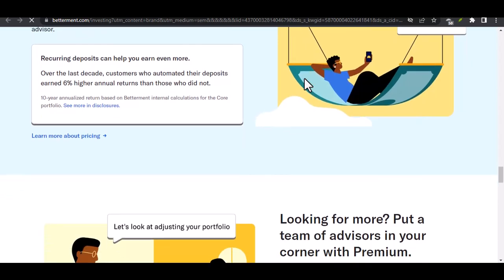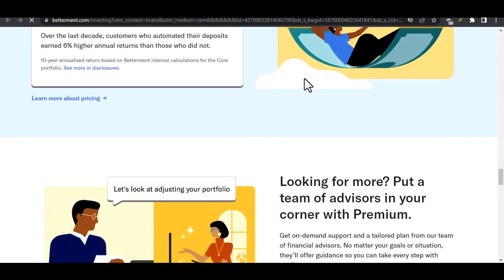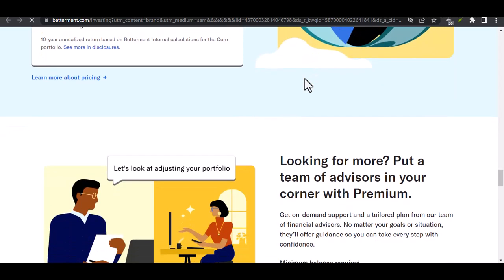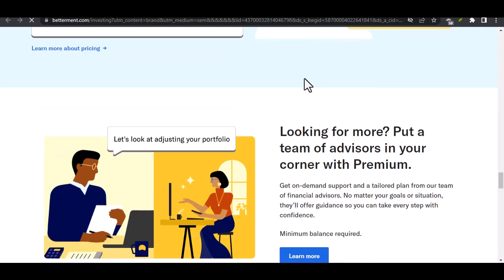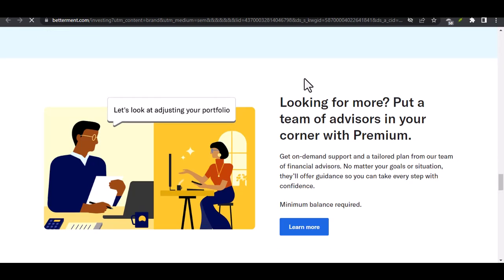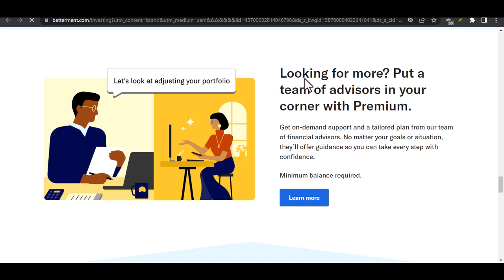Do your research. Remember, choosing the right financial tools depends on your individual circumstances. Consider your risk tolerance, financial goals, and how you plan to access your money. Do your research, compare options, and don't hesitate to consult with a financial advisor if you need personalized guidance.